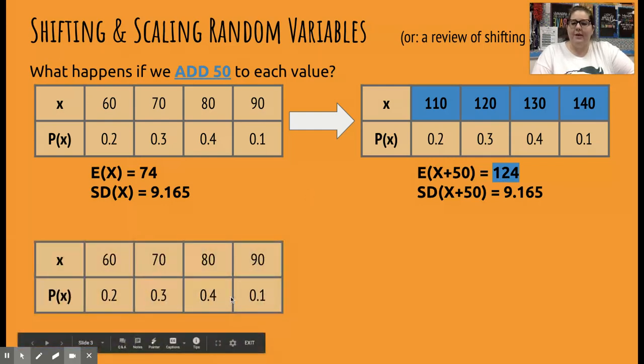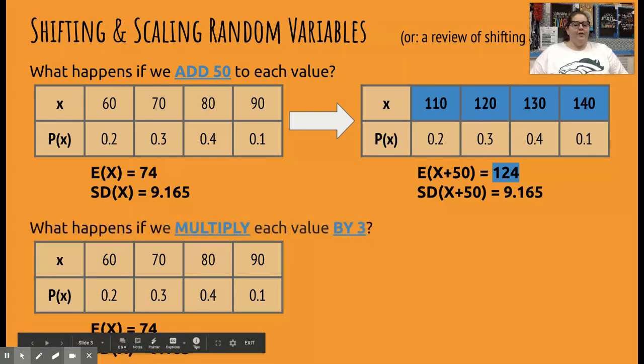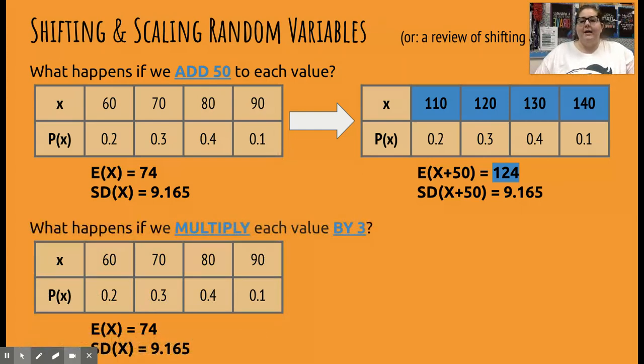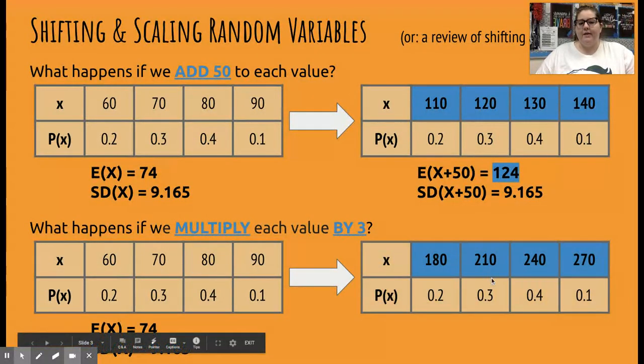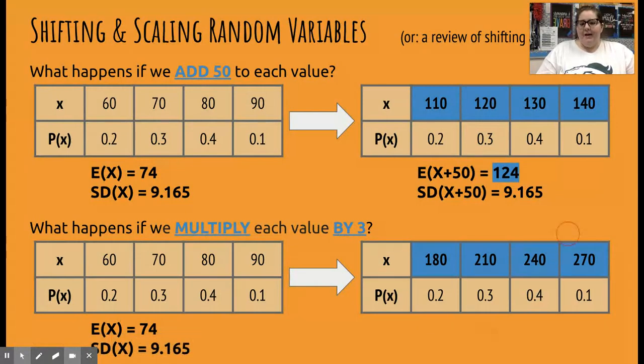So let's look at what happens. Same thing, I'm going to go back to my original data, but now I'm going to multiply each value by 3. That's scaling. So adding a number or subtracting a number is shifting. Multiplying by a number is scaling. So if I multiply by 3, this is my new table. Just as you might expect, the mean gets multiplied by 3. All of these numbers got 3 times bigger, so it makes sense that our mean would also get 3 times bigger. But what about standard deviation?